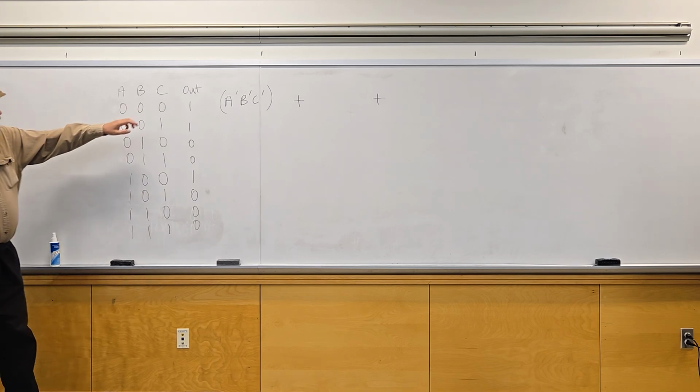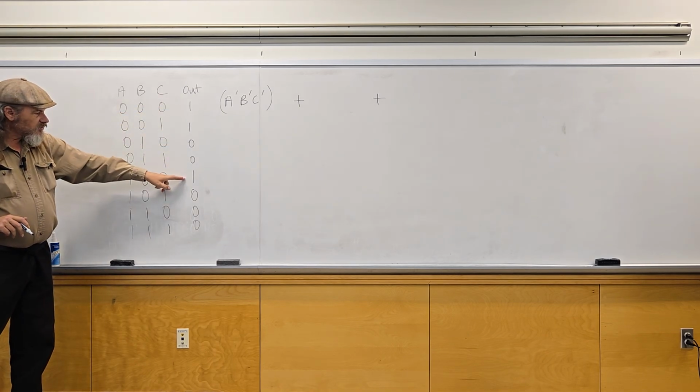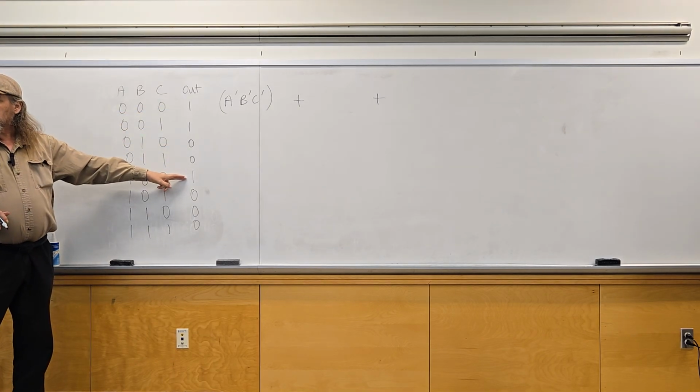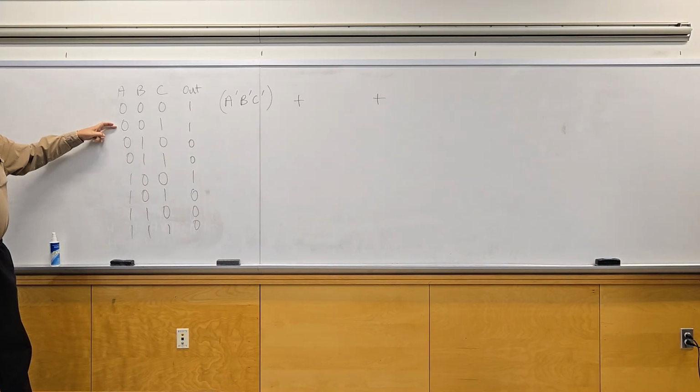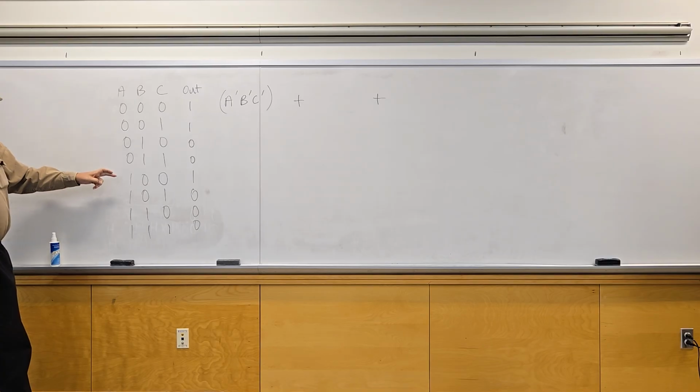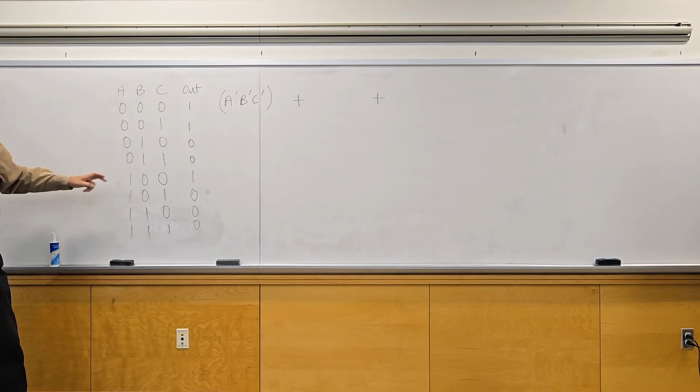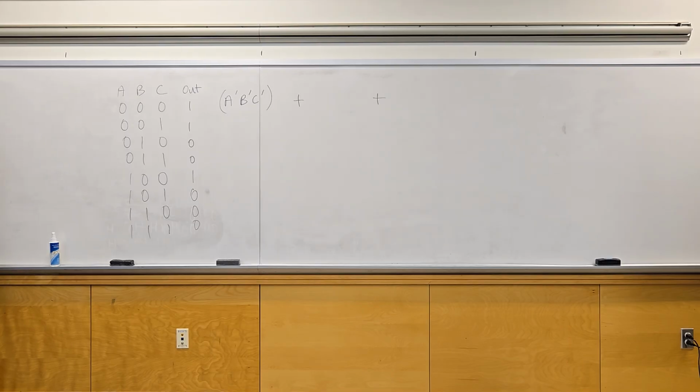Because there are 3 possible outputs that are 1. So it's either this combination of inputs, or this combination of inputs, or this combination of inputs. There's 2 ORs there.